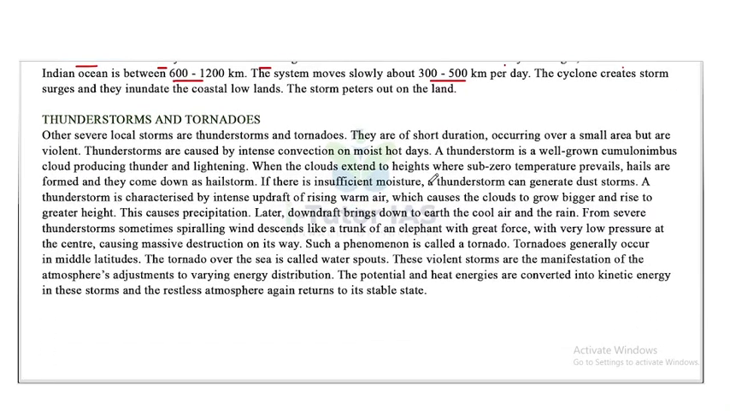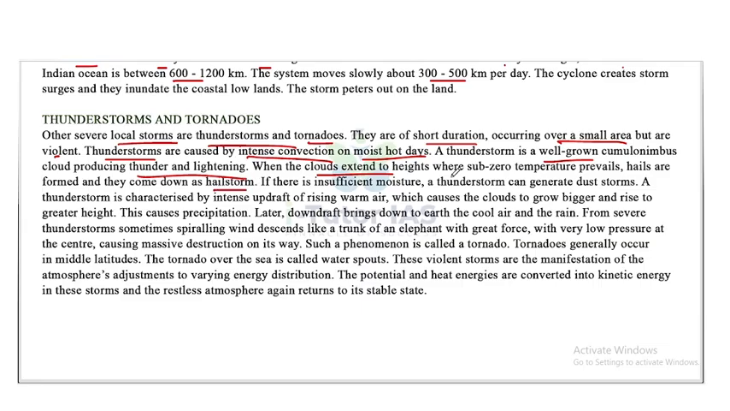Now, thunderstorms and tornadoes. Other several local storms are thunderstorms and tornadoes. They are of short duration, occurring over a small area, but are violent. Thunderstorms are caused by intensive convection of moisture on hot days. A thunderstorm is a well-grown cumulonimbus cloud producing thunder and lightning. When the clouds extend to heights where sub-zero temperature prevails, hails are formed and they come down as hailstorms.